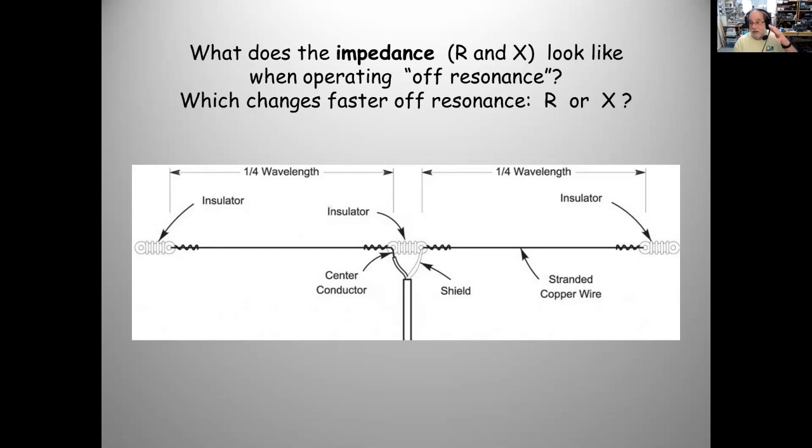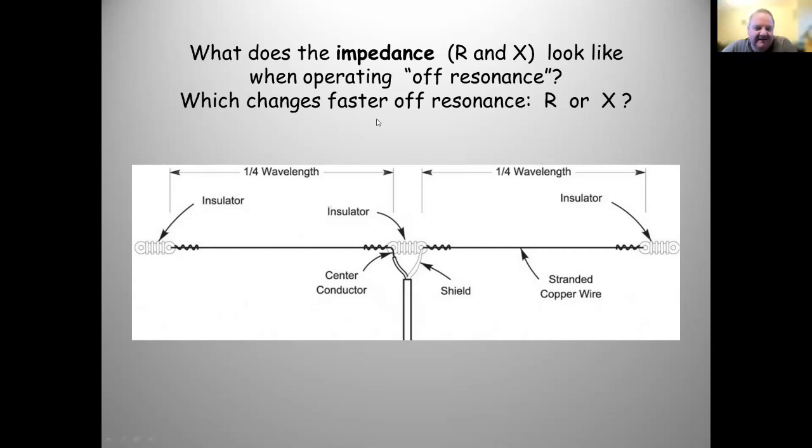But if I operate on the low end of 80 meters or the high end of 80 meters, I know my SWR goes up, my radio might balk. What do you think's changing faster, the R or the X? The impedance is no longer 50 ohms because either the R or the X or both are changing. What do you suppose on an 80 meter dipole is changing faster, the R or the X? What do you think? Let's say the X. And why? Don't know. Pure guess. You got a 50-50 chance.